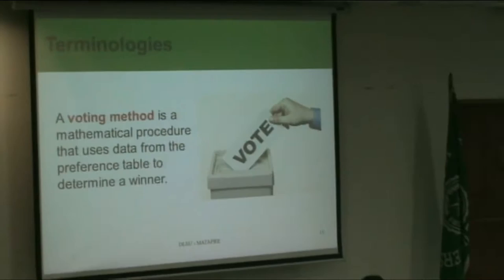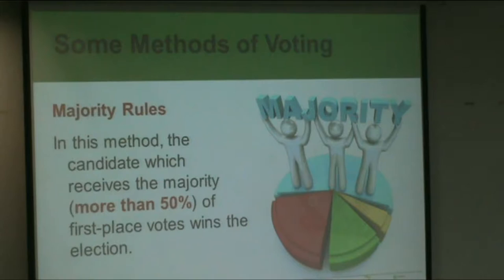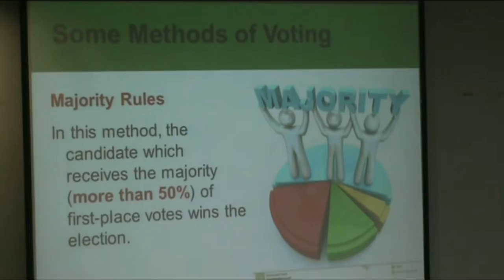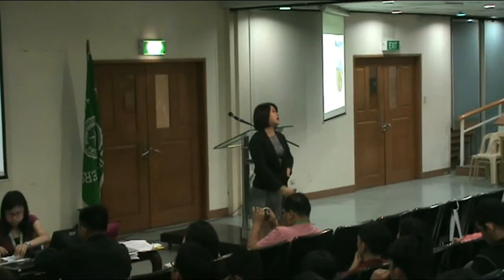First voting method, the easiest one, is the majority rule. In this method, the candidate who receives more than 50% of the first place votes wins the election. In this type of method, we're not concerned with the other ranks. We disregard the second, third, and all the remaining ranks, and we just look at the first place rank.